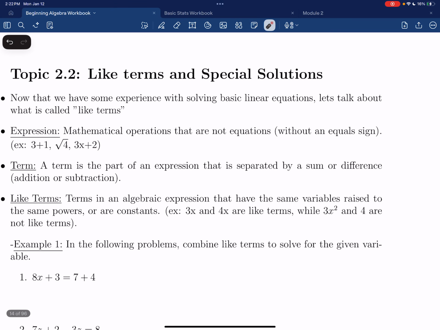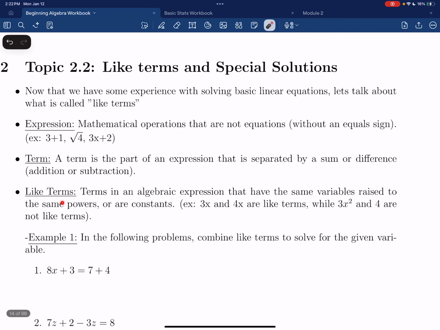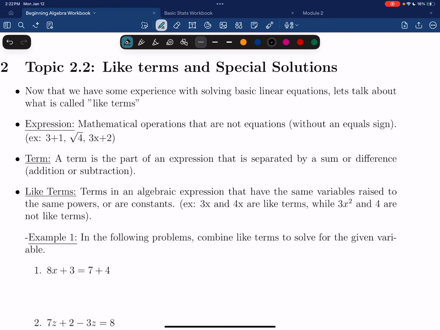And then also within equations, you have something that's called like terms. Like terms are terms in an algebraic expression that have the same variable raised to the same power, or are constants. So like terms are anything that have the same variables to the same powers. That would be like terms. So let's see what that would look like. In an algebraic equation, let's say we had 3x plus 2 equals 4x plus 3.